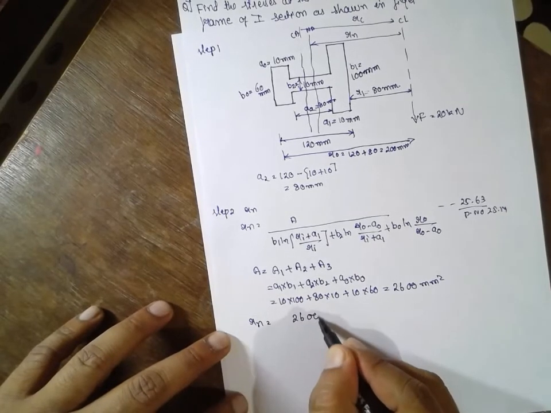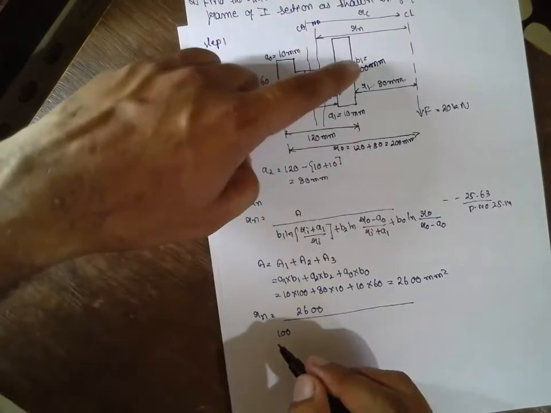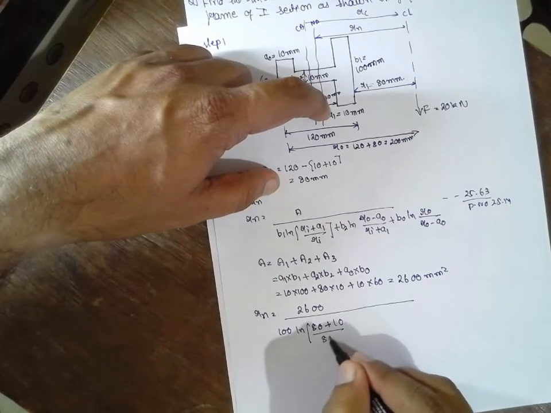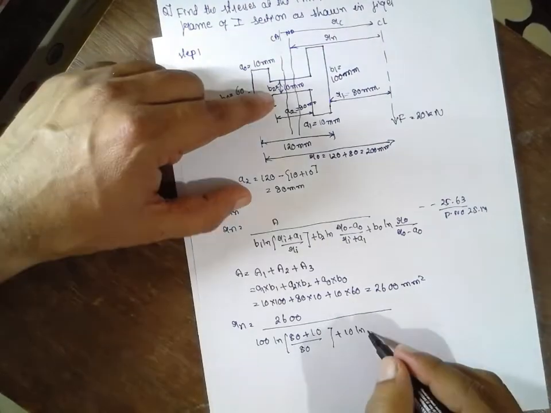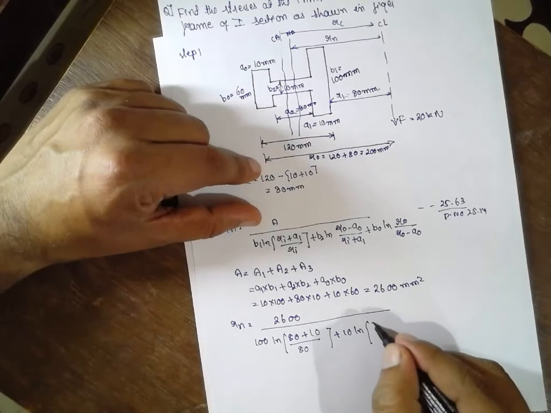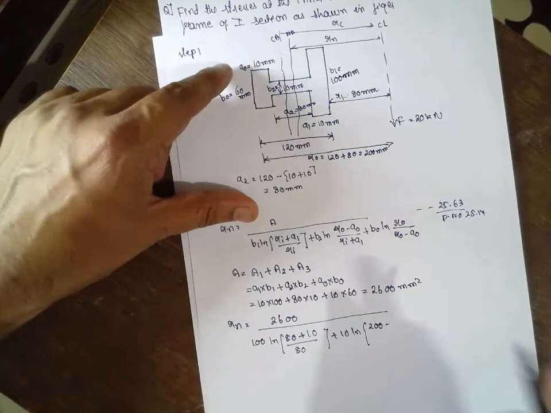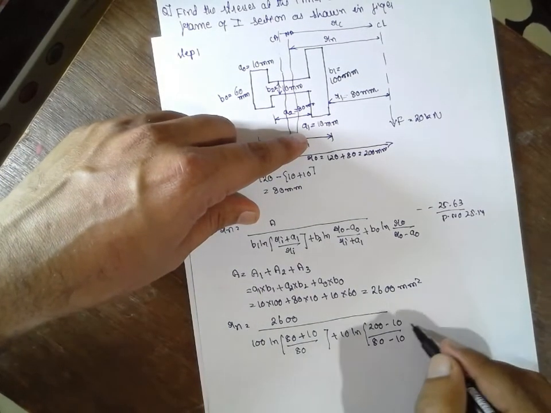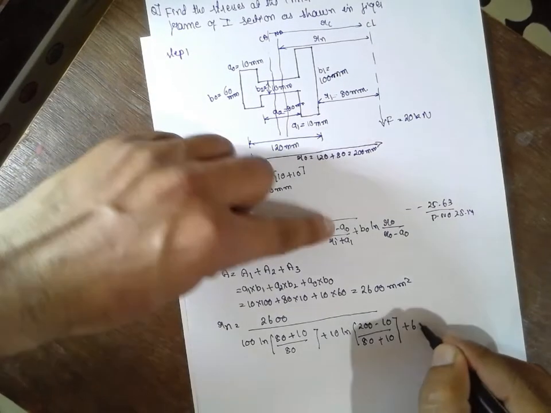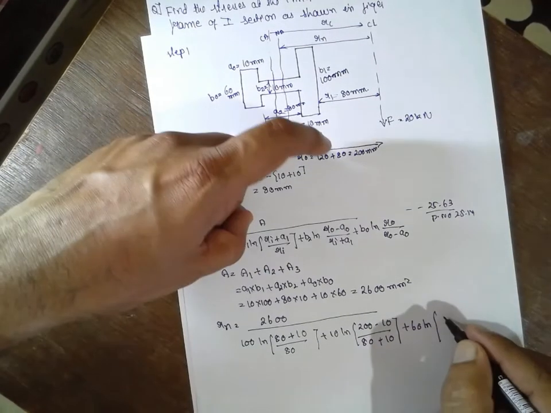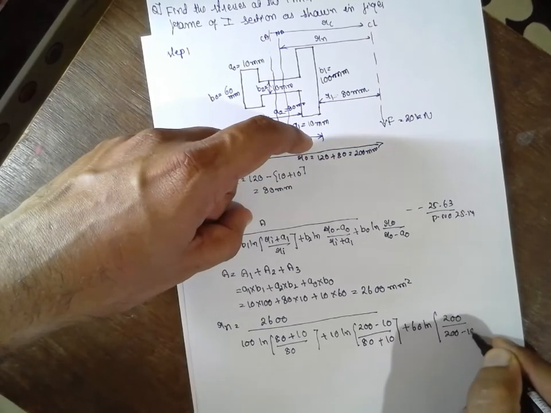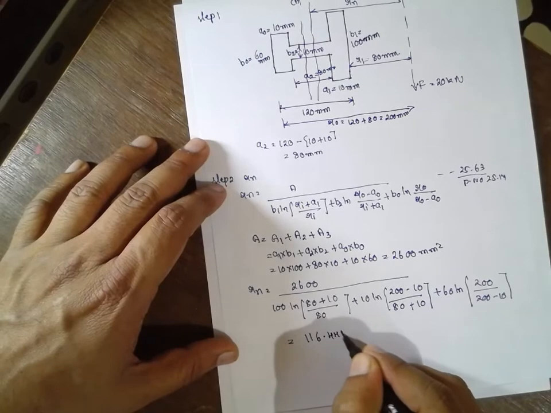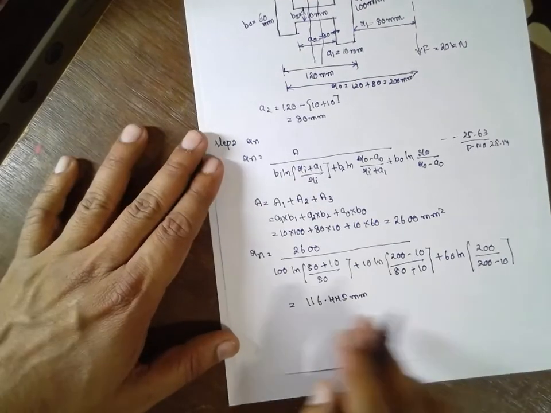Rn is equal to 2600 divided by: B1 is 100, ln of (Ri 80 plus A1 10) divided by Ri 80, plus 10 ln (R0 200 minus A0 10) divided by (Ri 80 plus A1 10), plus 60 ln R0 200 divided by (200 minus 10). If you calculate, the answer will be 116.445 mm. This is the answer for Rn.